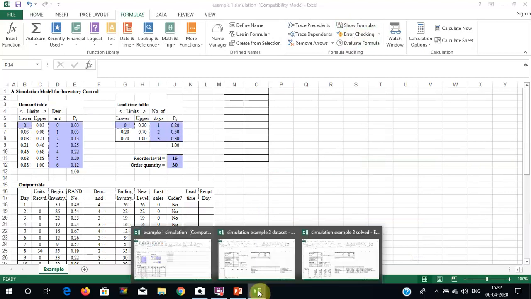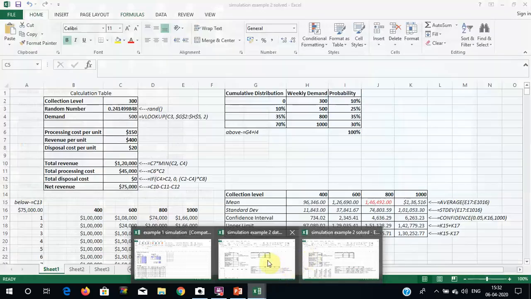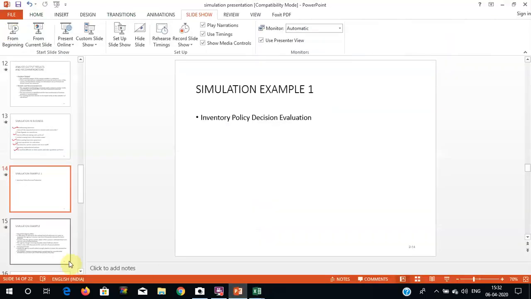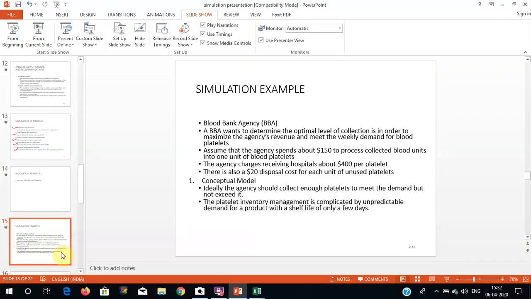Let me take you through one more example, which is a little bit more complex in nature. Here we are looking at this. Okay, maybe I need to explain a little bit about this.